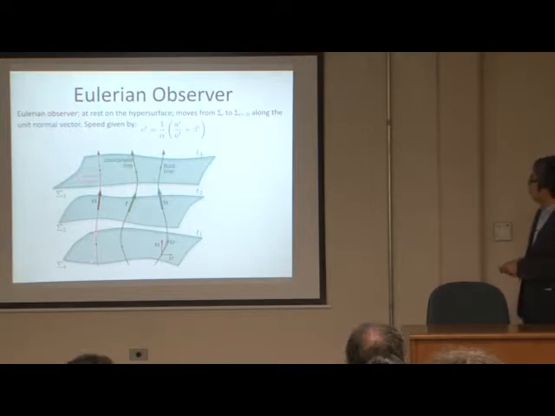Then we consider the Eulerian observer, which is only parallel to each point over there, up to the next hypersurface. So the Eulerian observer at rest on the hypersurface moves from sigma t to sigma t plus delta t, along the unit normal vector, with the speed given by this.